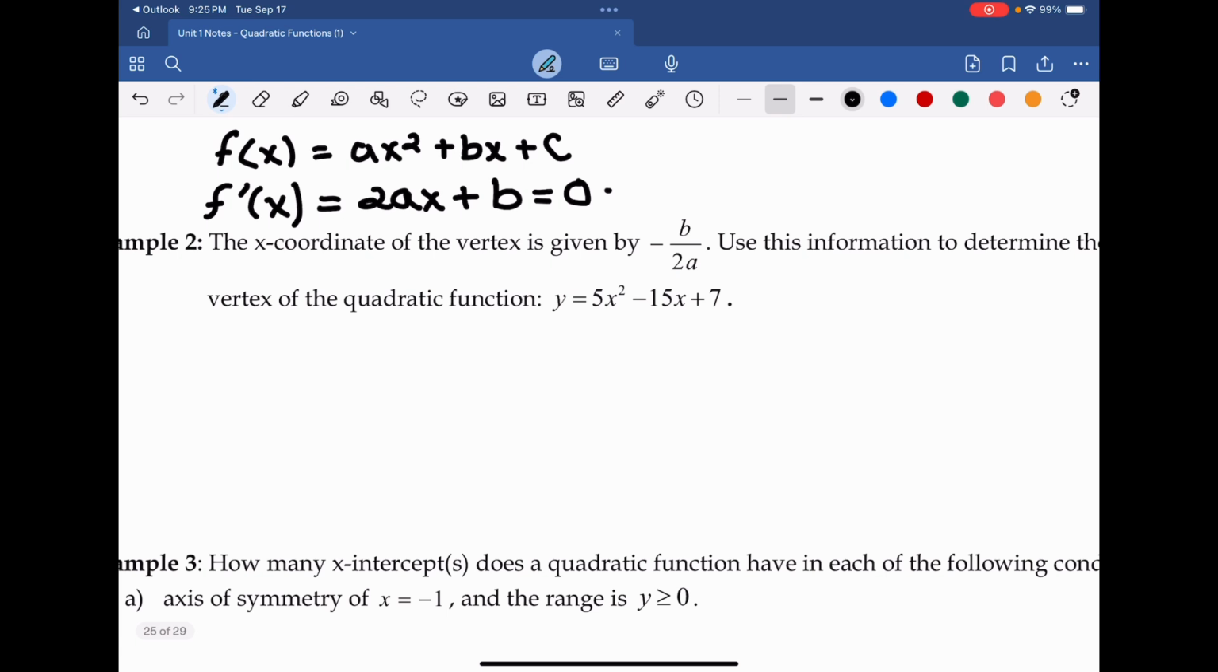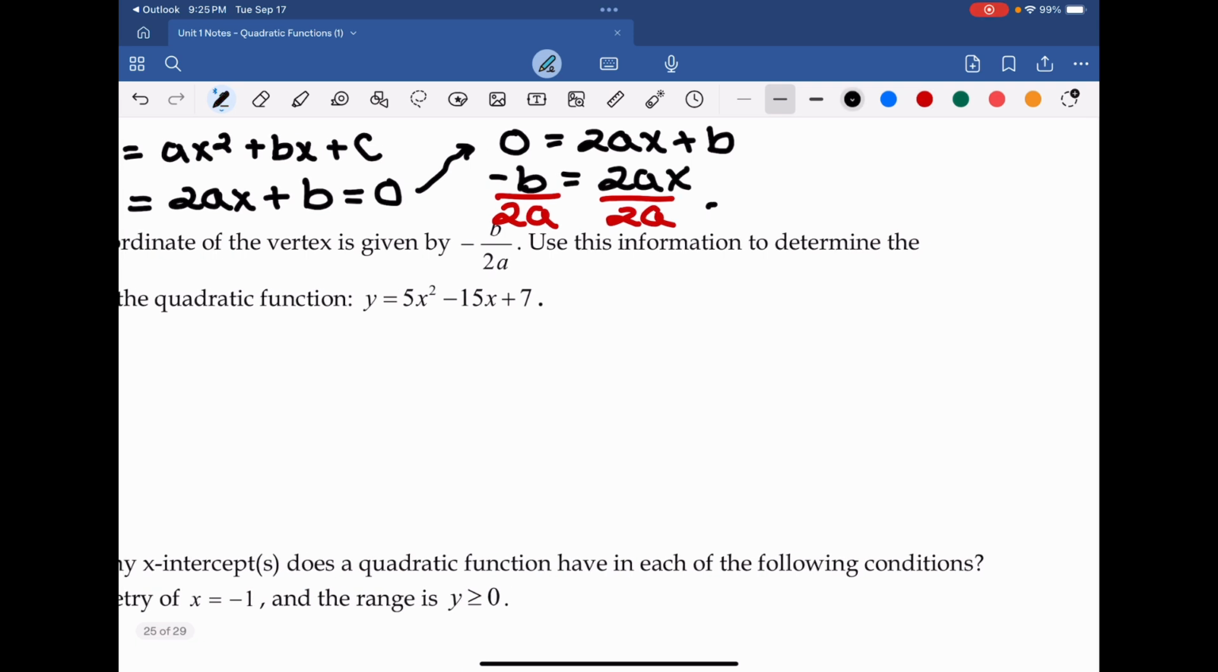We're going to continue this off to the side here. If we know that 0 is equal to 2ax plus b, I'm going to subtract b, which gives me 2ax left behind. I'm going to divide both sides by the 2a, and therefore we get an x value which is equal to negative b over 2a. So the tangent line at the minimum point here is where x is equal to negative b over 2a, or the x value where the tangent is horizontal.